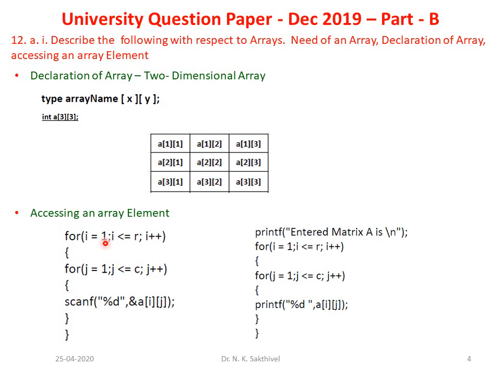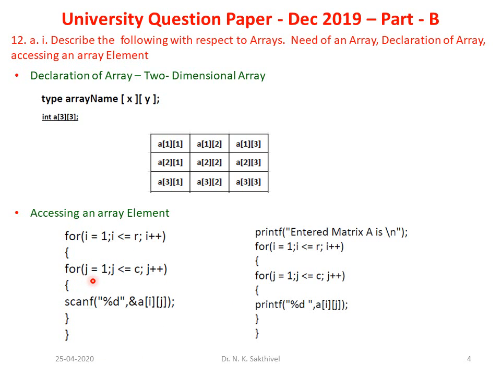Assume that I want to read a matrix with rows and columns. Let us consider R equal to 3 and C equal to 3. That means I want to create a 3 by 3 matrix. With this understanding, we will execute this code.